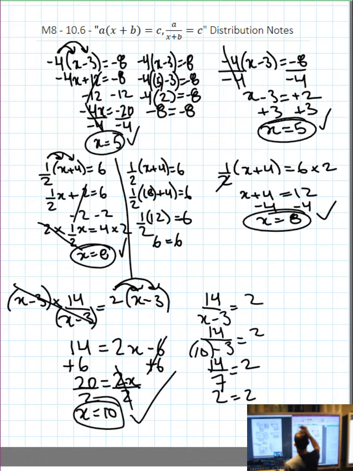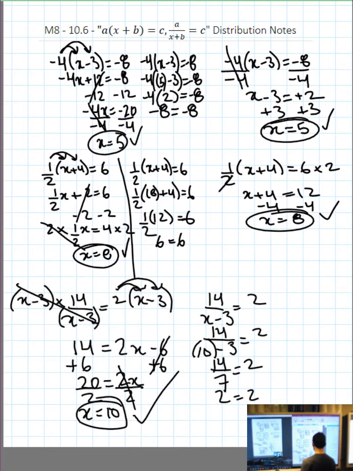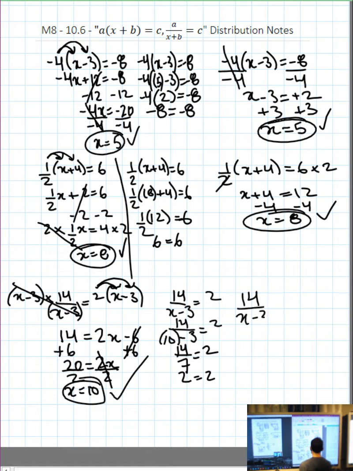Always checking your answer. Okay, I'm going to shrink this stuff up a little bit so we can do one more quick form. Same question. 14 over x minus 3 equals 2. Now I have an x minus 3 on the bottom. Couldn't I just cross multiply it up? I'm going to put brackets around it carefully, cross it off, and just put x minus 3 over here. Yeah, that's way easier than timesing both sides by it.